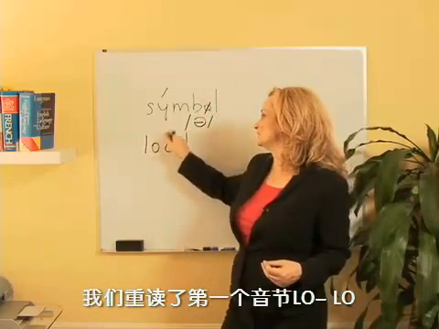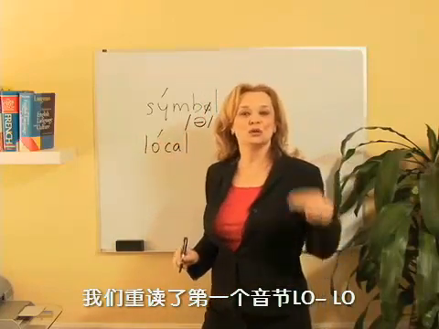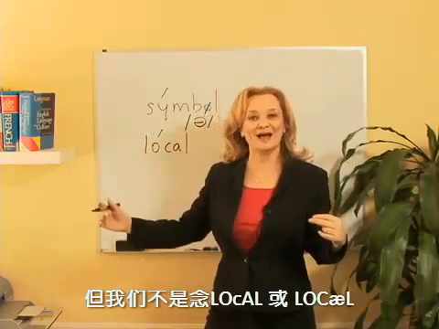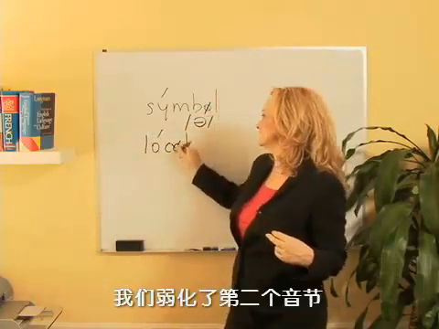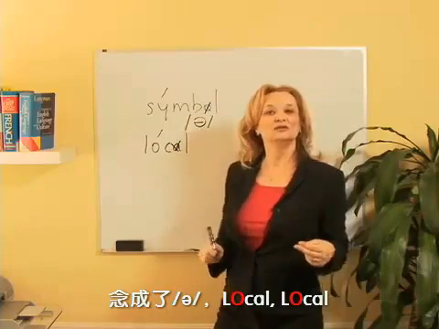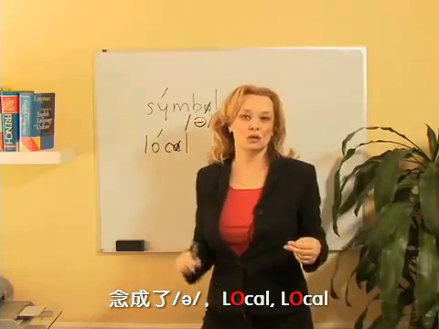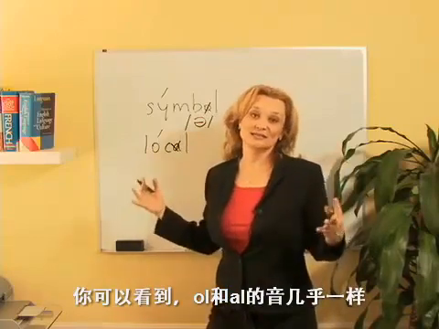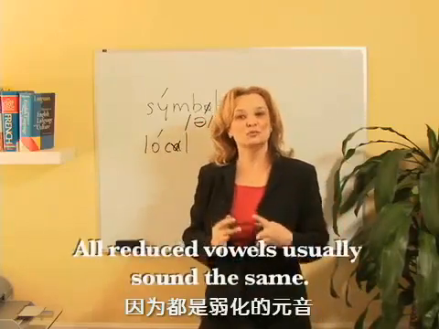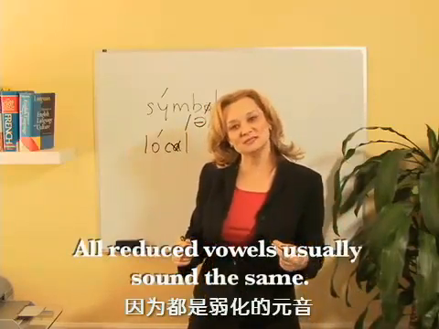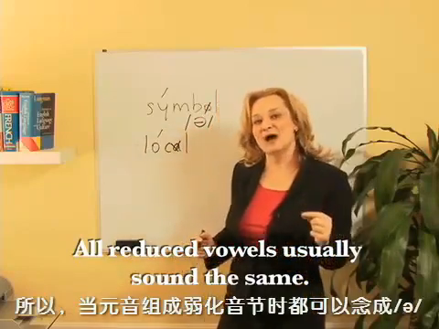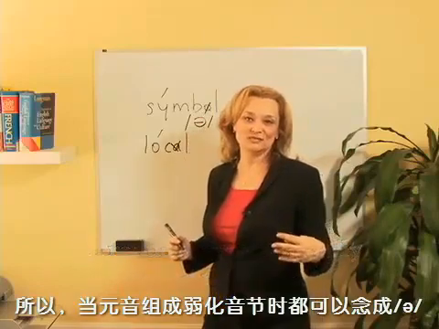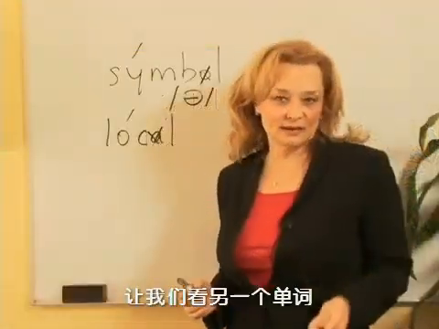we stress the first syllable here, low, low, but we don't say local. We reduce the second syllable and it becomes local. So you see OL and AL sound exactly the same because they're both reduced syllables. So any vowel can sound like that when it's part of the reduced syllable. Let's look at another word.